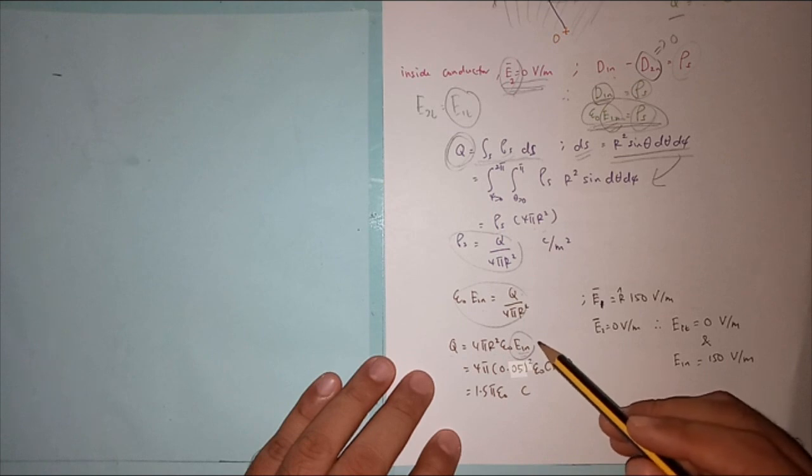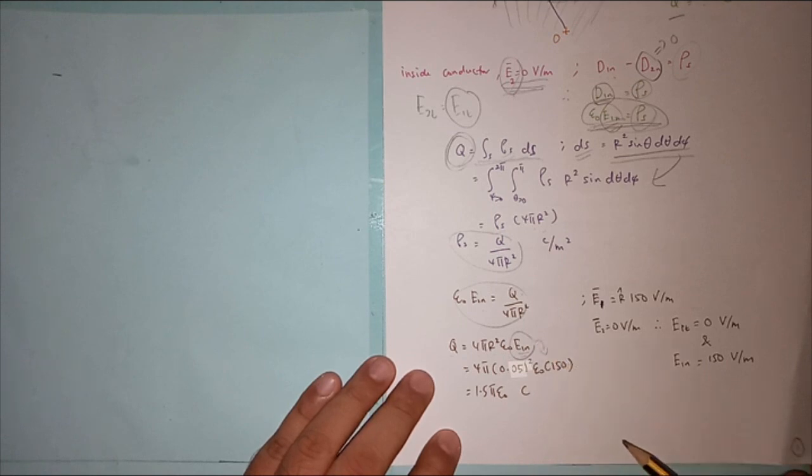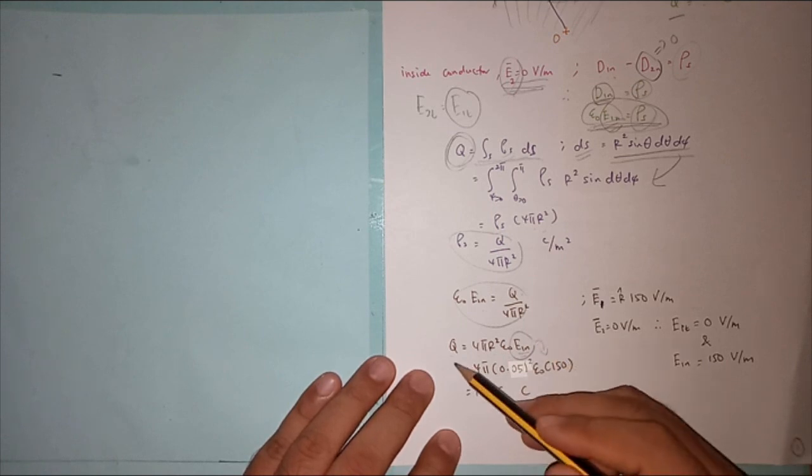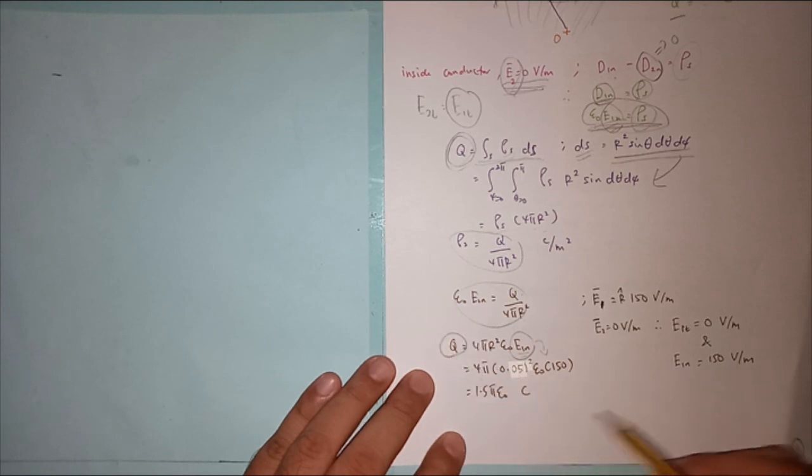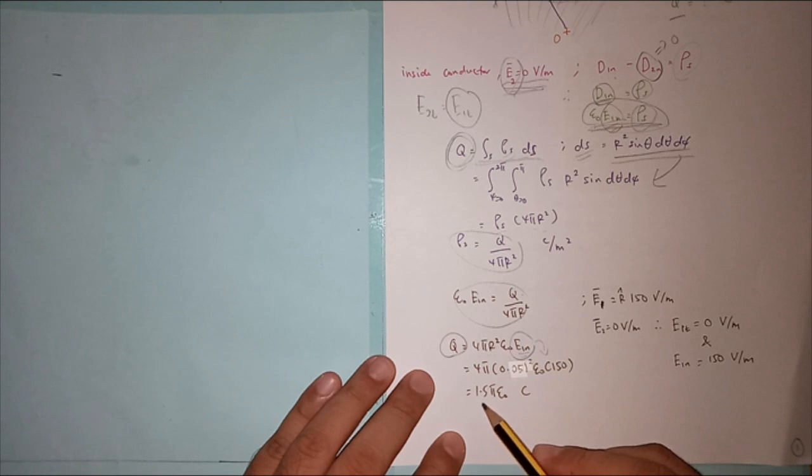By putting all the known values into this expression, we will have the value for Q on the surface of that particular conductor equal to 1.5 pi epsilon naught, and the unit is coulomb.